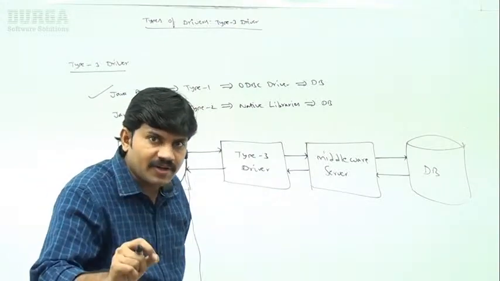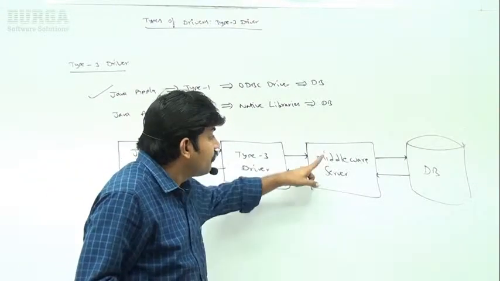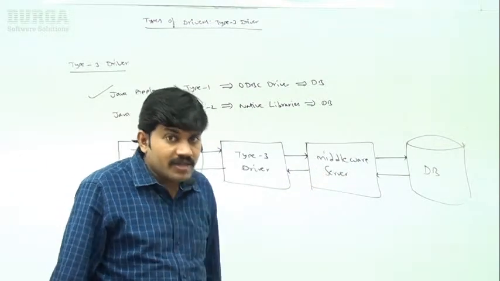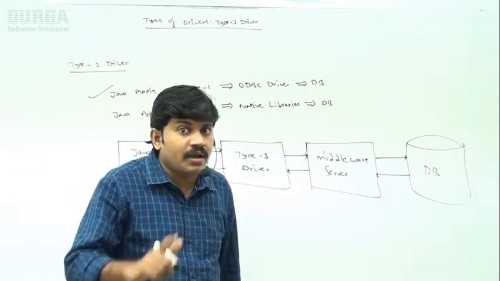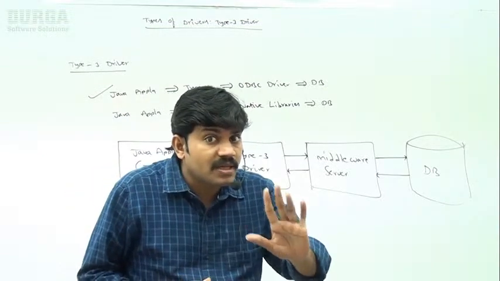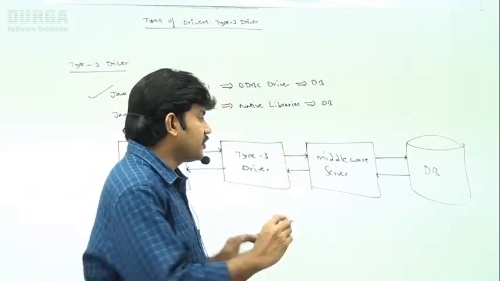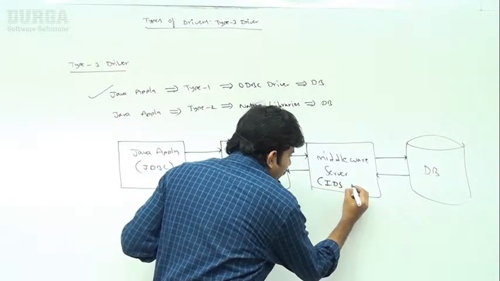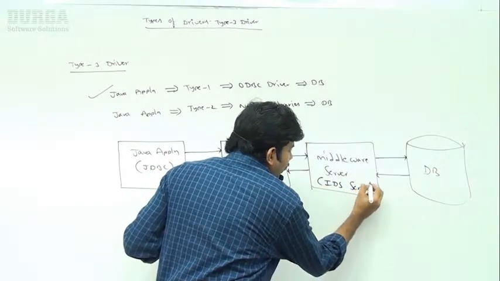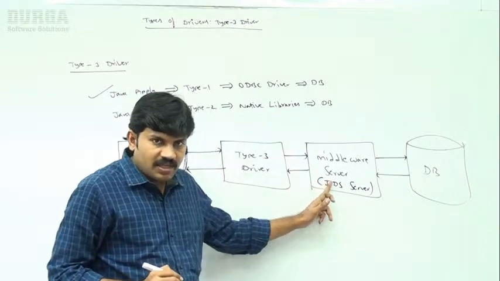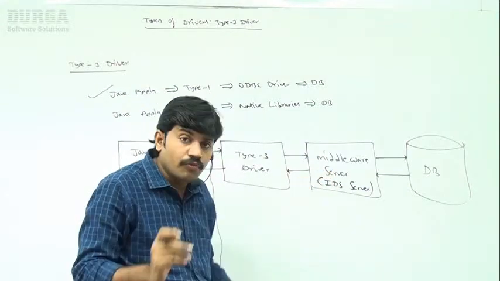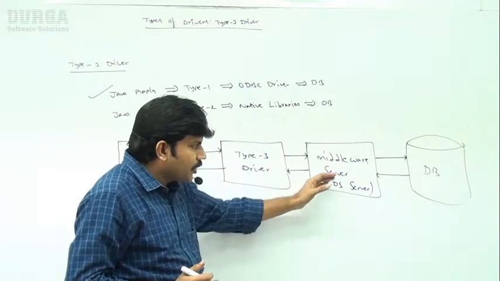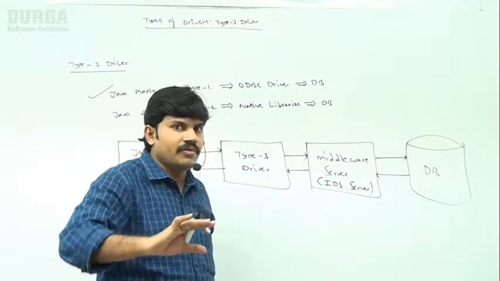Sir, now what is the case for type 3? The type 3 driver internally uses a middleware server to communicate with the database, right? For type 3 to work, a middleware server is compulsorily required. We are required to install something like IDS, an Internet Database Access Server. Something like IDS we require to install. Then the type 3 driver can communicate with the database via the middleware server, right?